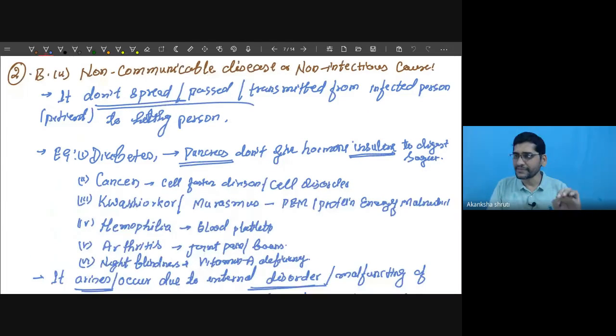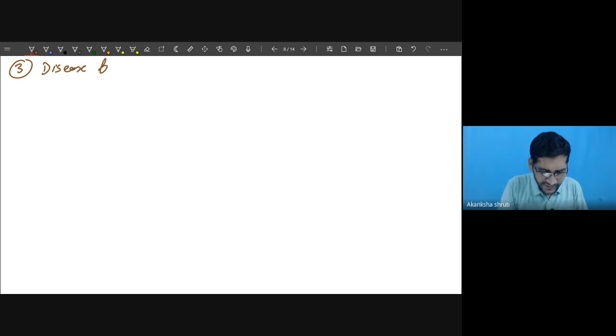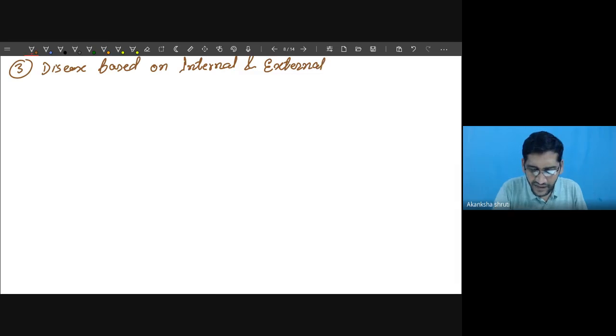So this was about the communicable. This thing we have studied. Two kinds of classification we have already finished. Today we are going to start with the third classification: disease based on internal and external causes.